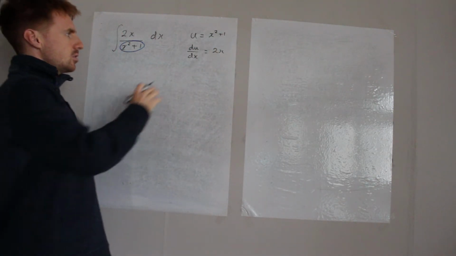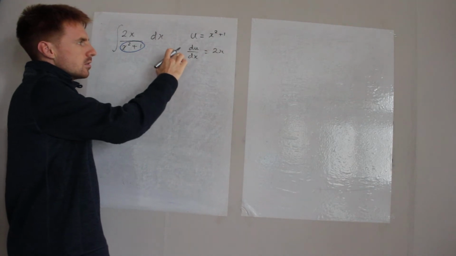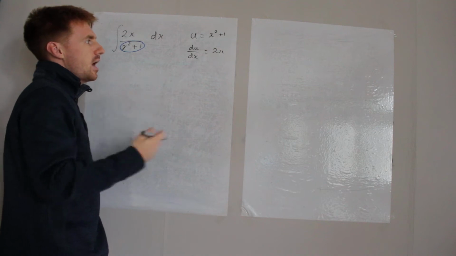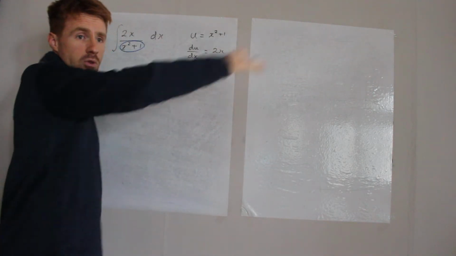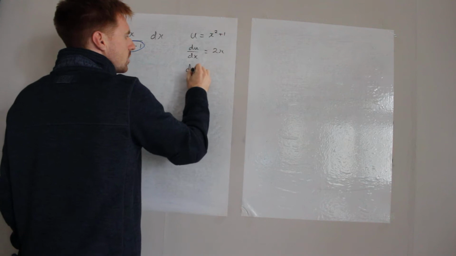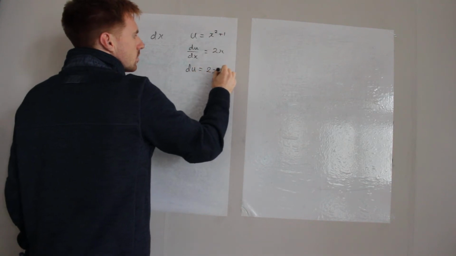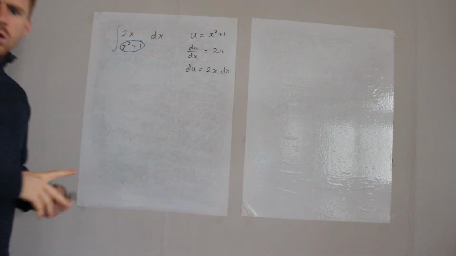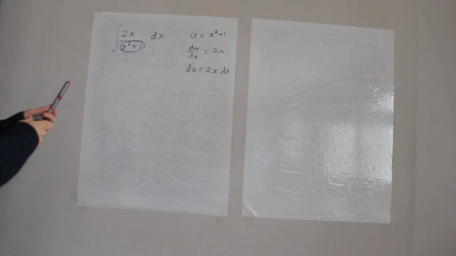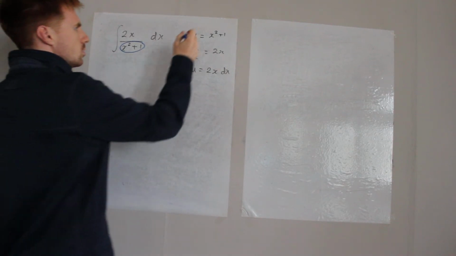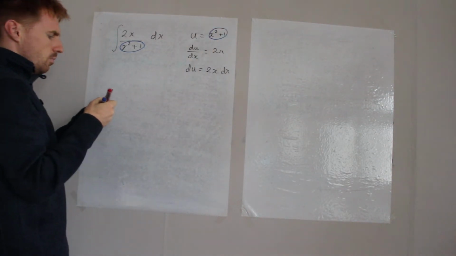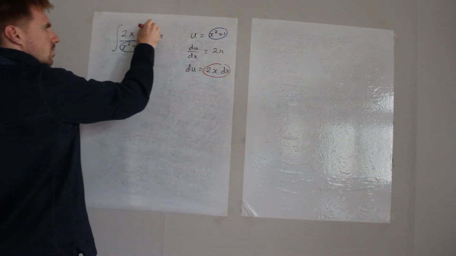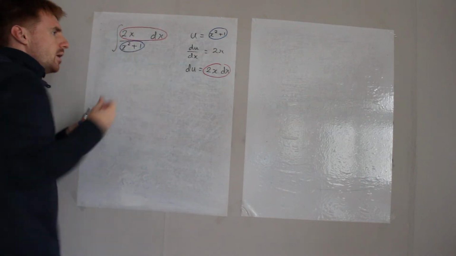Now, what I'm going to do at this stage, I'm going to consider the symbol for differentiation, du by dx, as a fraction so that I can actually multiply across with it. This means I can get du is equal to 2x dx. And if you look at what we've got there, I've got my x squared plus 1, which is u, but now I've got this du, which is 2x dx. I've got 2x dx up here.